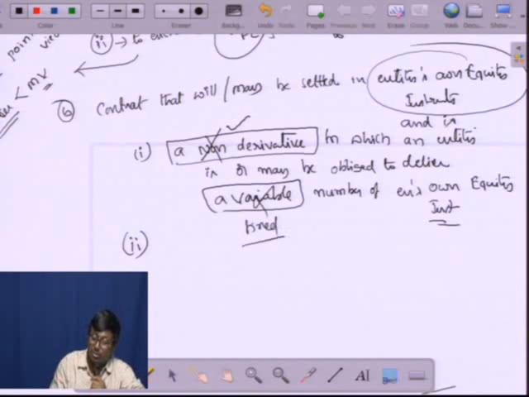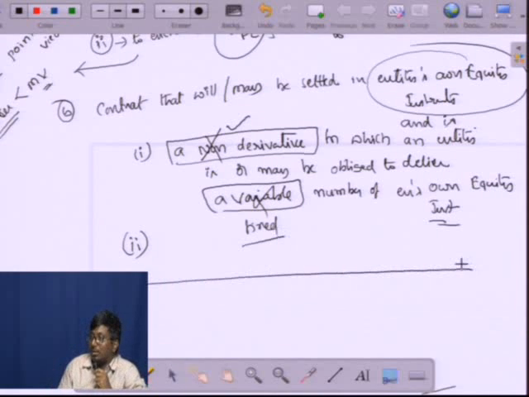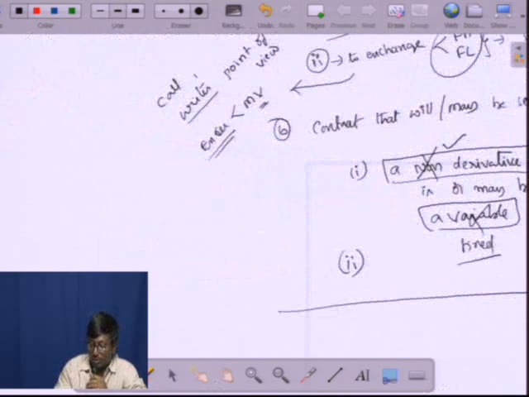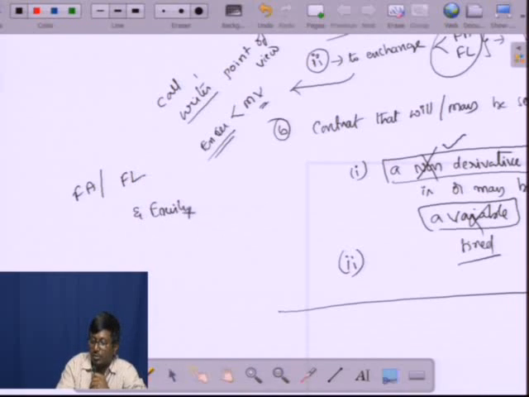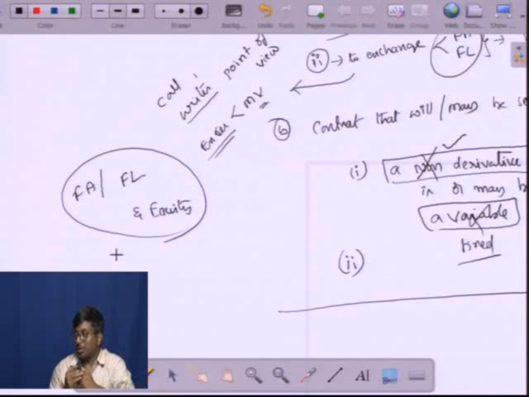So what did we learn so far? What is a financial asset? What is a financial liability? And what is equity, you also learned. Is it correct?